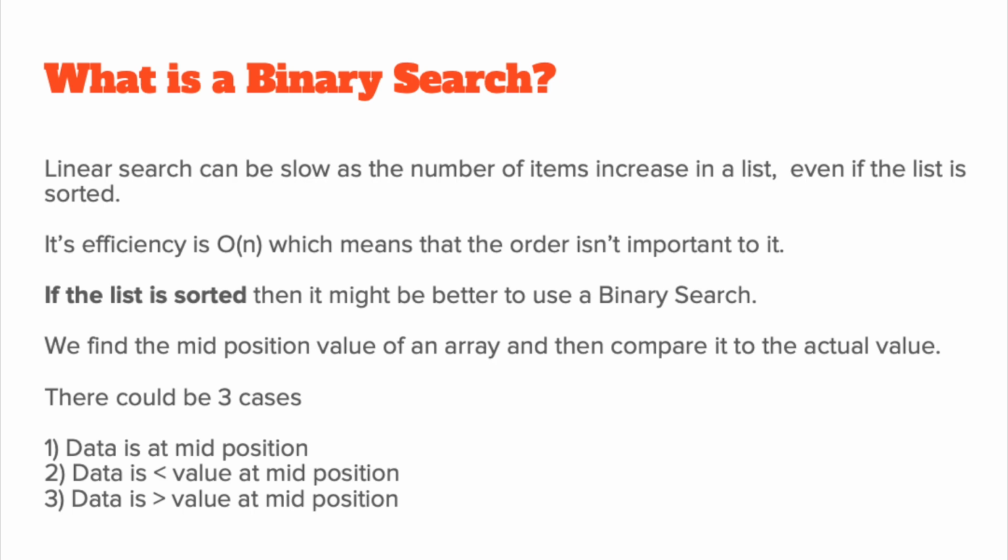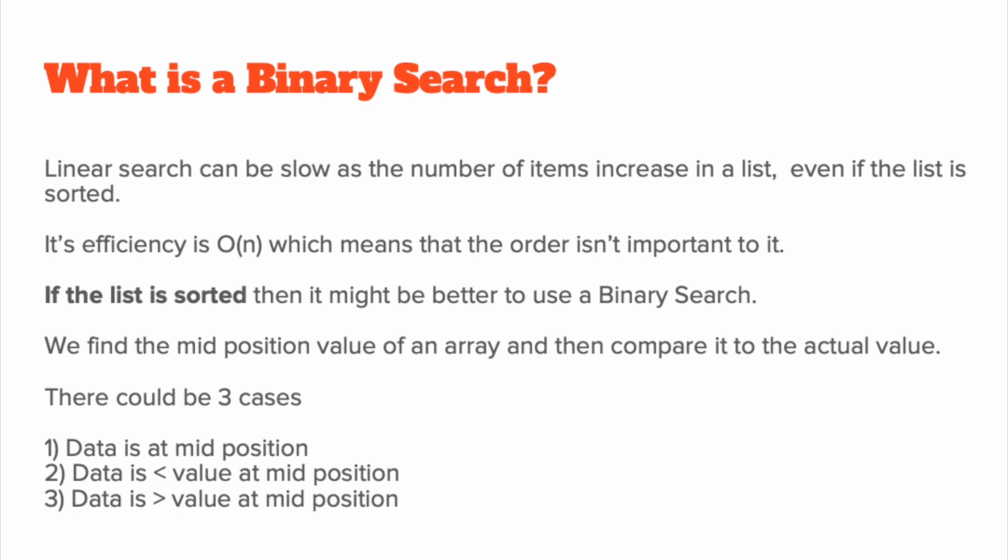Well, we find the mid position value of an array and then we compare it to the actual value that we're looking for. Now there could be three cases here. Data is found at this mid position, data is less than the value at the mid position, or data is greater than the value at the mid position. Okay, so three possible cases.